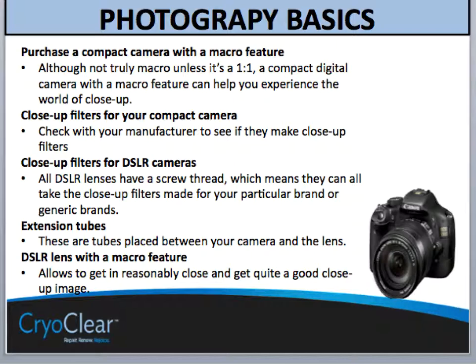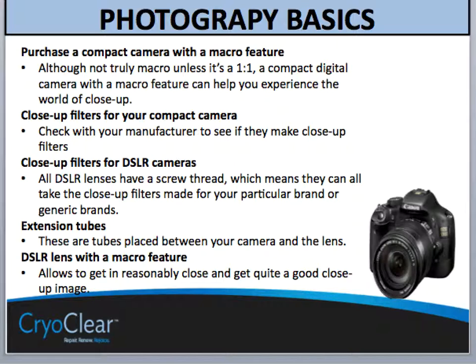And as a last comment in this section, we want to just give you a few basics on photography. Although many people will try and use their phones, it's good if you can consider purchase of a compact camera with a few features. One is a macro feature. The macro should have an aspect ratio of 1:1. A compact digital camera with macro features helps you see the world close up, which really will give you the fine detail of before and after a CryoClear treatment.